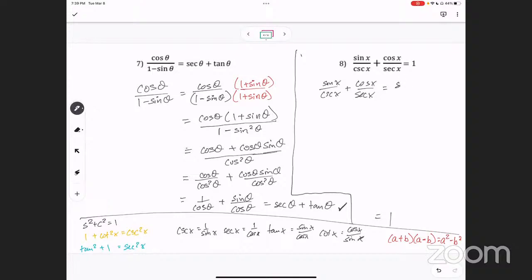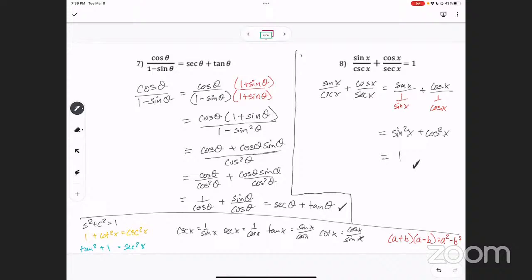So the first thing I'm going to do is write sine x over 1 over sine x plus cosine x over 1 over cosine x. I'm converting these things into 1 over sine x and 1 over cosine x. And then I'm flipping and multiplying. So I get sine squared x plus cosine squared x, and that just equals 1. That was easy, if you could see it.